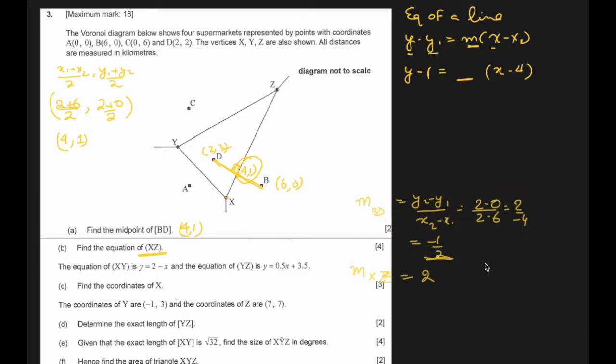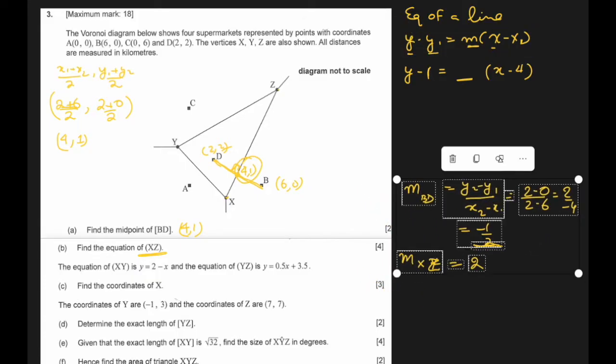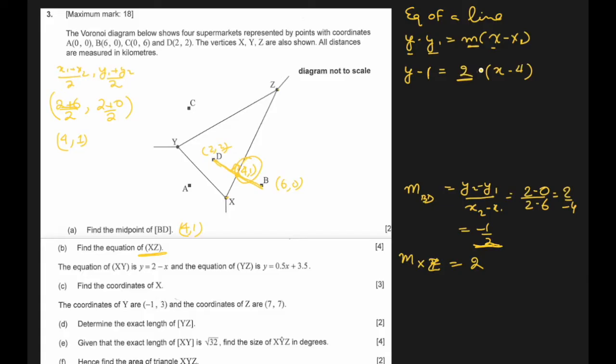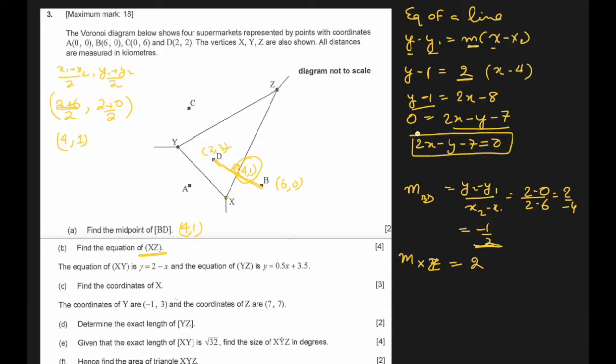So let me use it now. y minus 1 equal to 2(x minus 4), that is 2x minus 8. So for the equation, let's write 0 here and bring this to that side. So 2x minus y minus 7, right? Because this negative 1 will become positive 1 there. Minus 8 plus 1 will be negative 7. This is the equation. If you want to write this one on the left side, 2x minus y minus 7 equal to 0. We got the equation of the line XZ.